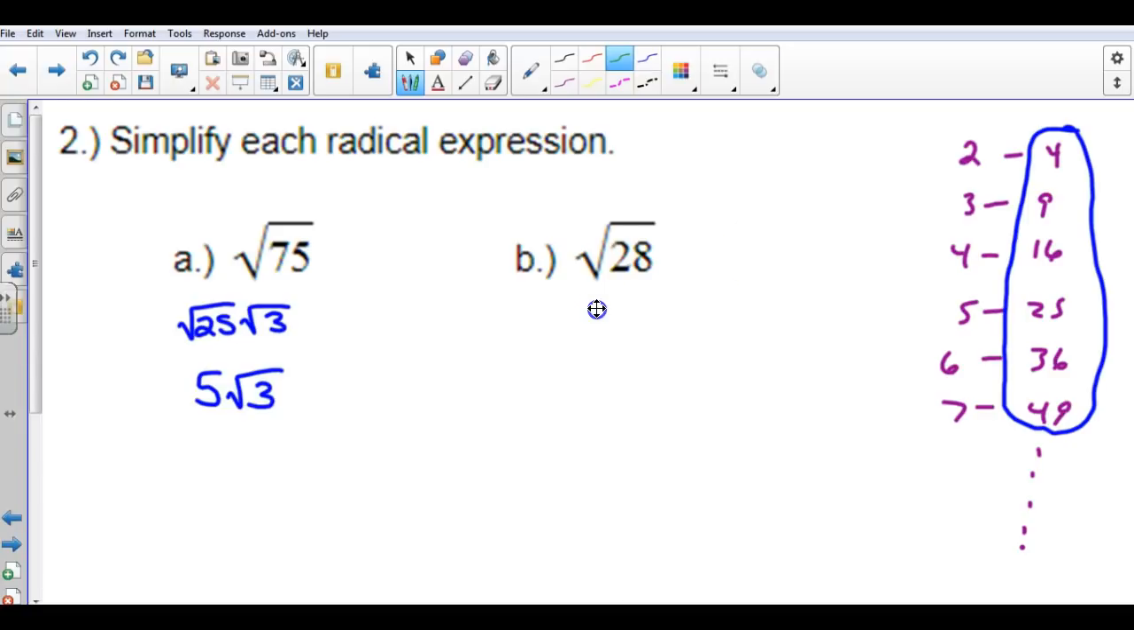In this next example, we're going to do that same thing with the value of 28. So look at the largest perfect square that goes into 28, and that value is 4. So what I'm going to end up doing is taking radical 4 times radical 7. Since 4 times 7 is 28, and 4 is a perfect square, I can take the square root of 4, which is 2, and we just bring down the square root of 7.